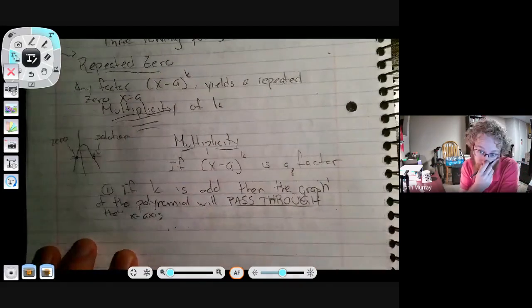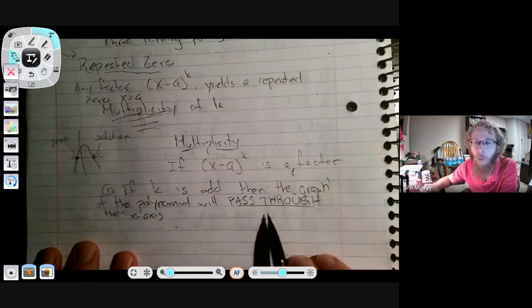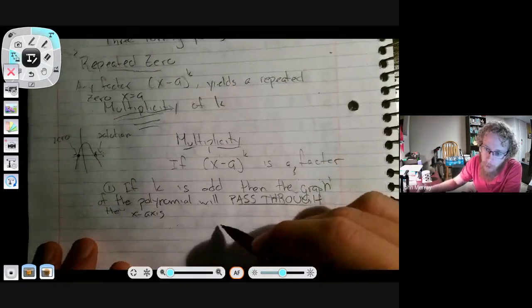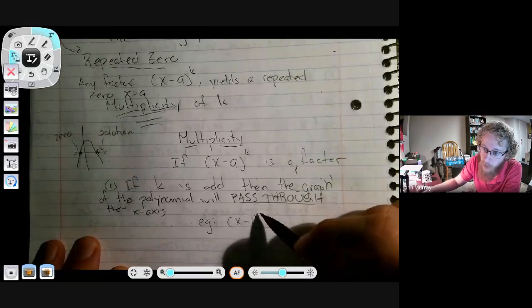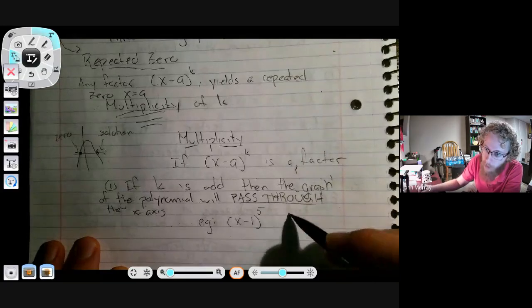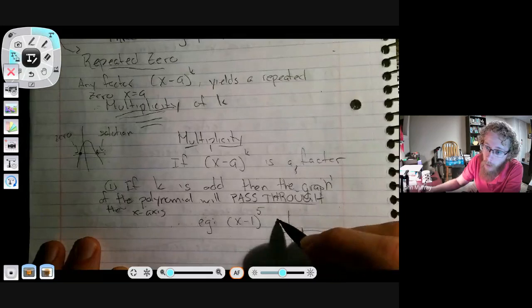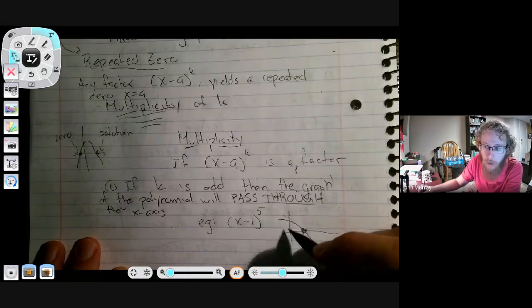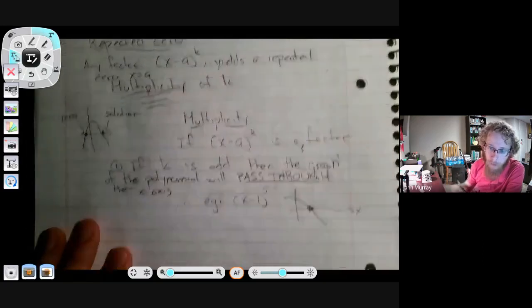If k is an odd exponent, then the graph of the polynomial will pass through the x-axis. If you had something like x minus 1 to the 5th, whatever your graph looks like outside, when we pass through 1, it goes through the x-axis. So if we're above it, it'll go below. If you're below it, it'll go above.